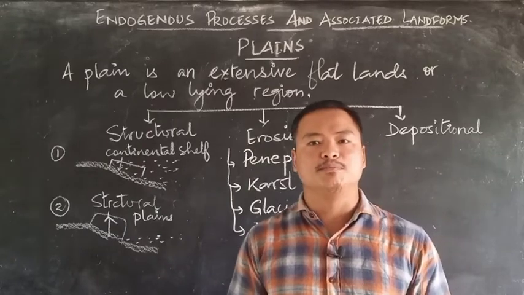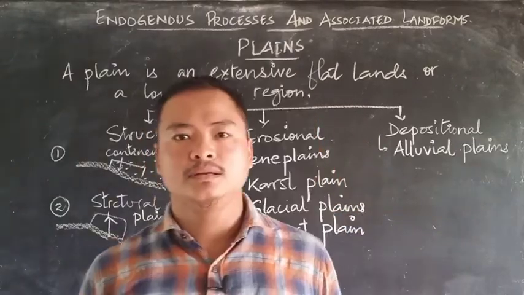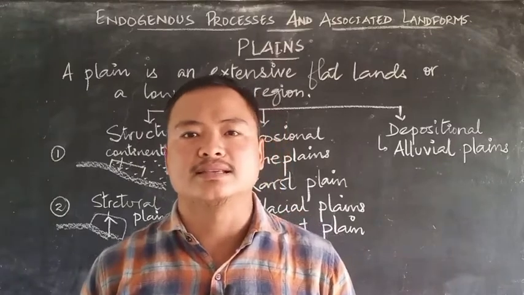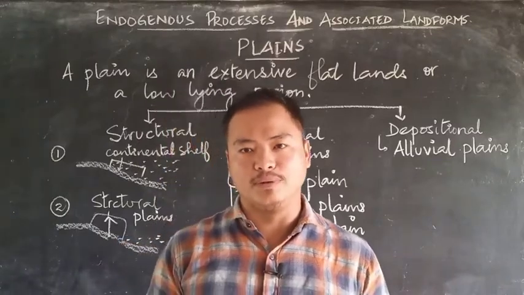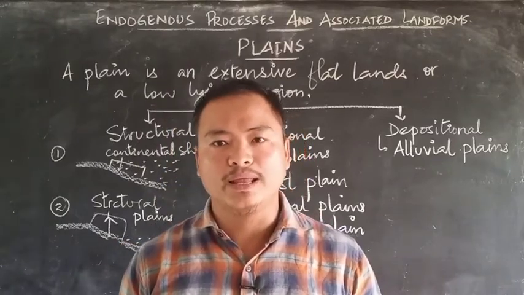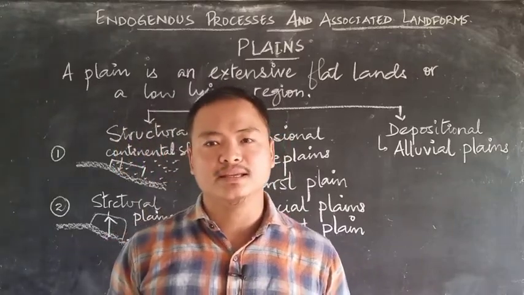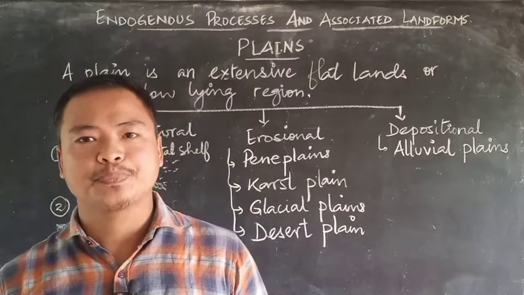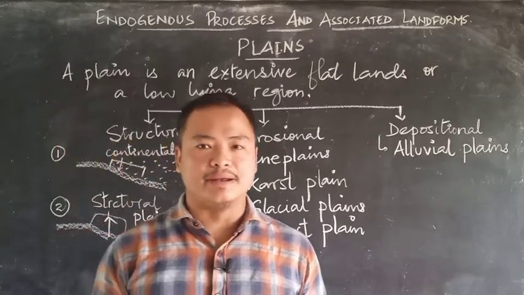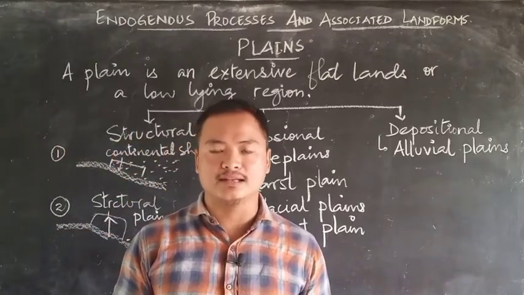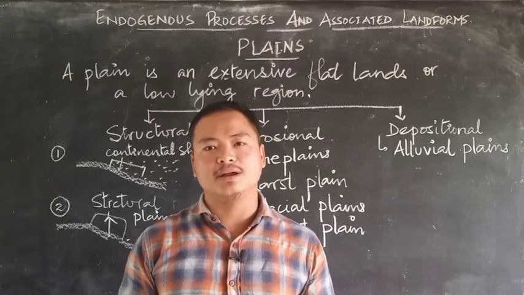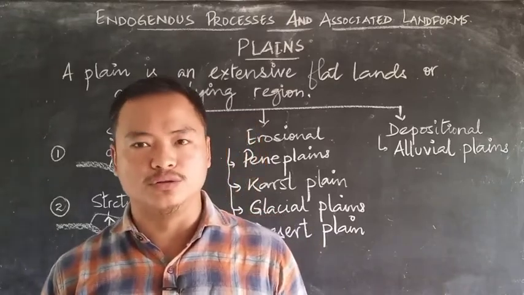So let's discuss the plains of different types. The first one to be discussed as depositional plain is the alluvial plain. Alluvial plain is formed due to the depositions made by the rivers. The rivers that carry sediments are very fertile in nature. They are very fine materials, what we call alluvium.